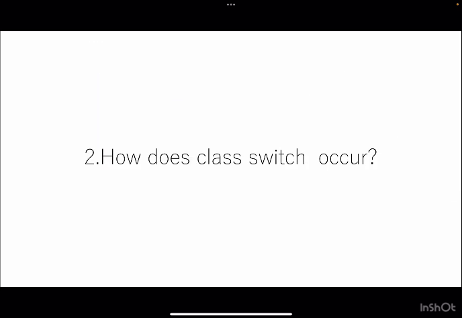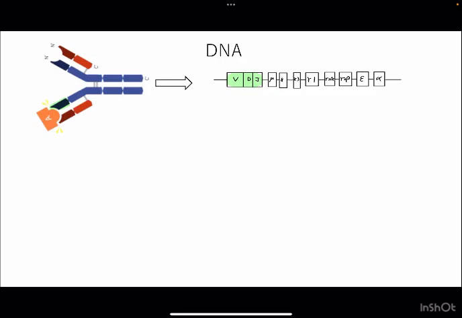By the way, how does class switch occur? What does change the structure of the constant region? Let's take a look at the genetic structure of antibodies. The figure on the right is a simplified genetic sequence of heavy chain.